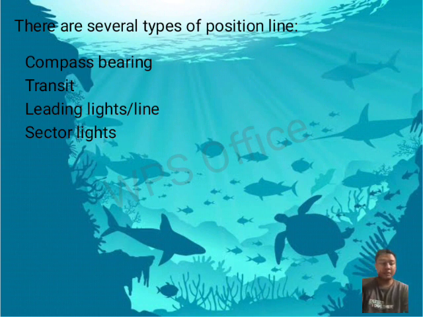Transit is when two objects seen from the vessel are in the same line and a bearing is taken at the same time. Third is leading lights or line. Leading lights are a pair of light beacons used in navigation to indicate a safe passage for a vessel entering a shallow or dangerous channel.